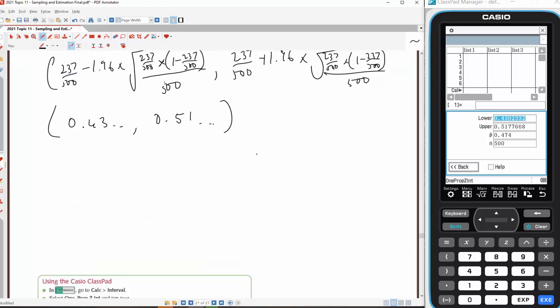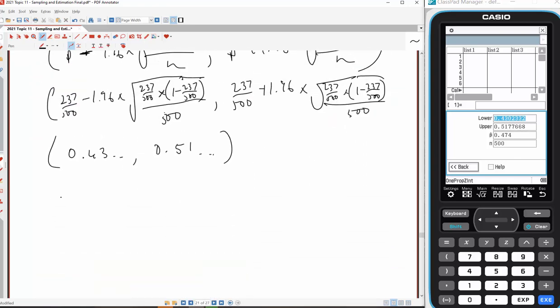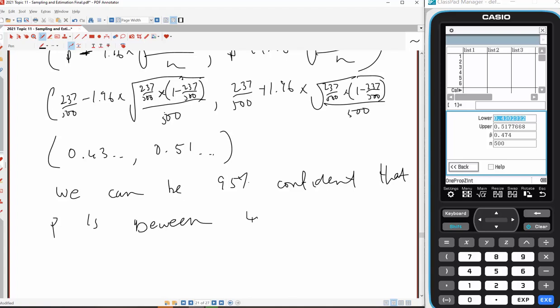Alrighty. And again, let's just interpret this. We can say something like we can be 95% confident that P is between, so the population proportion is between roughly 43% and 51%. You can use the decimal, or you can use a fraction if you really want, if it approximates to a fraction.